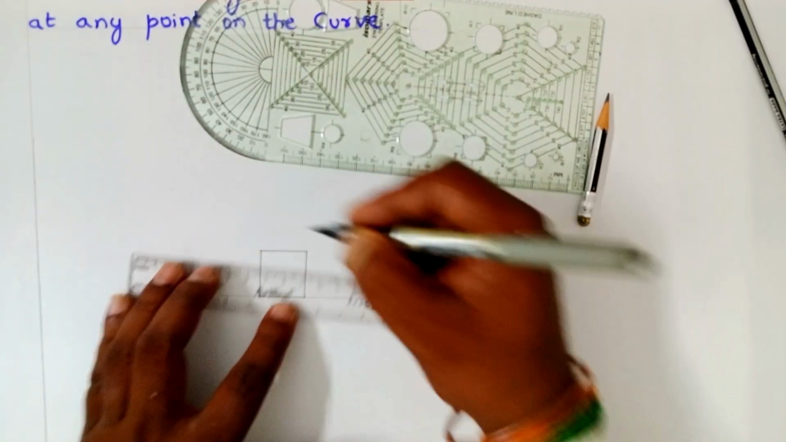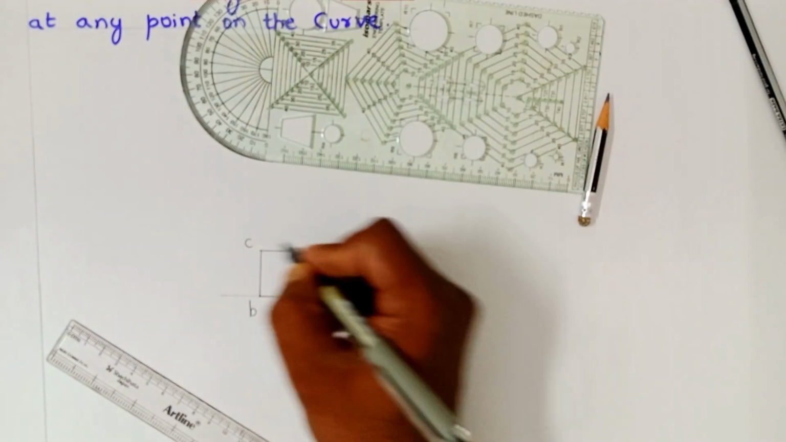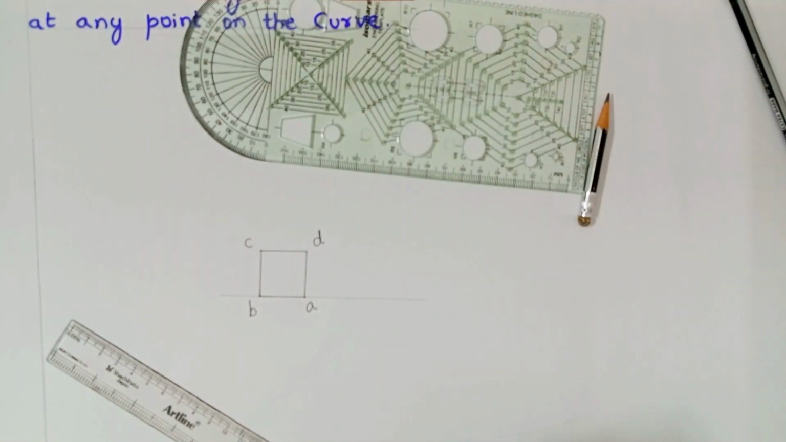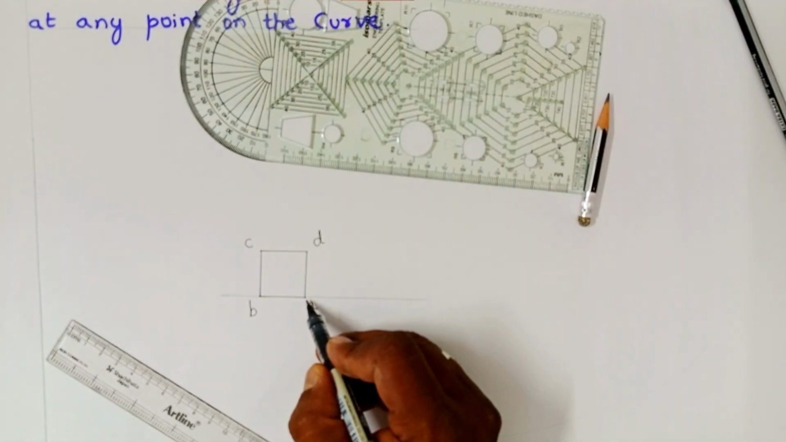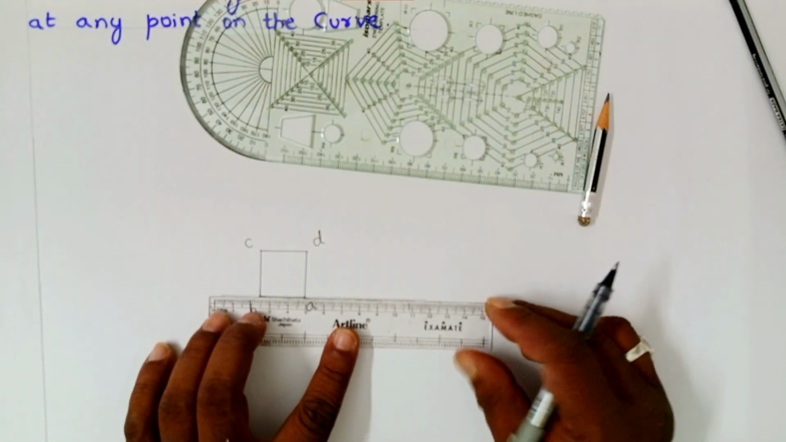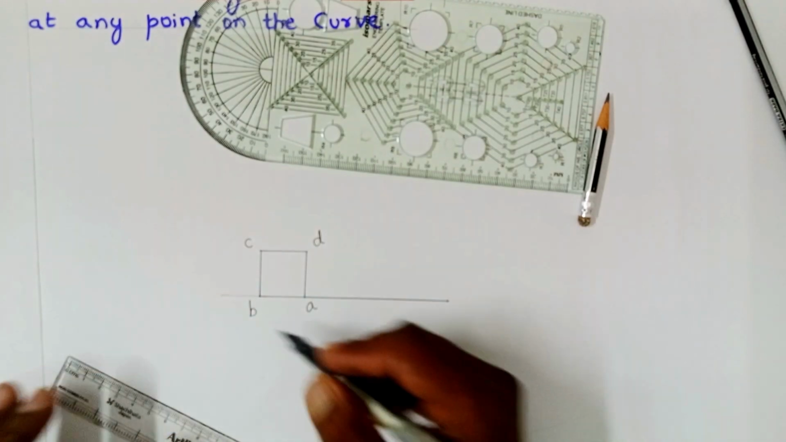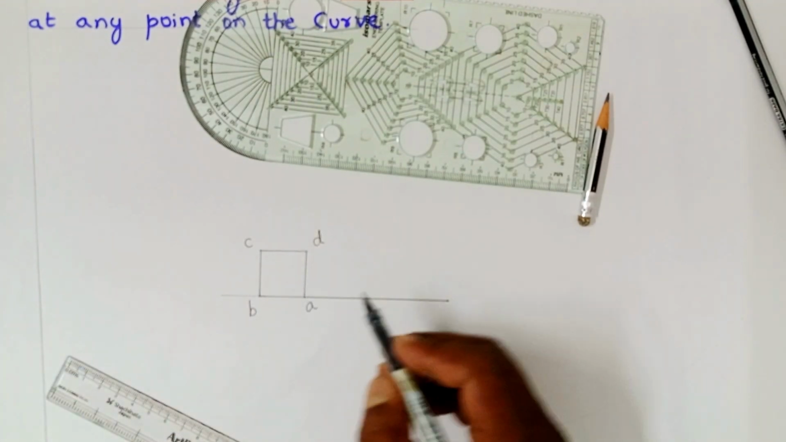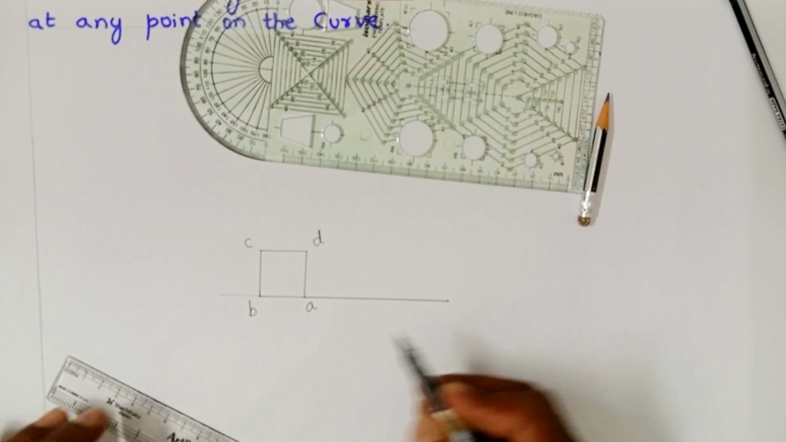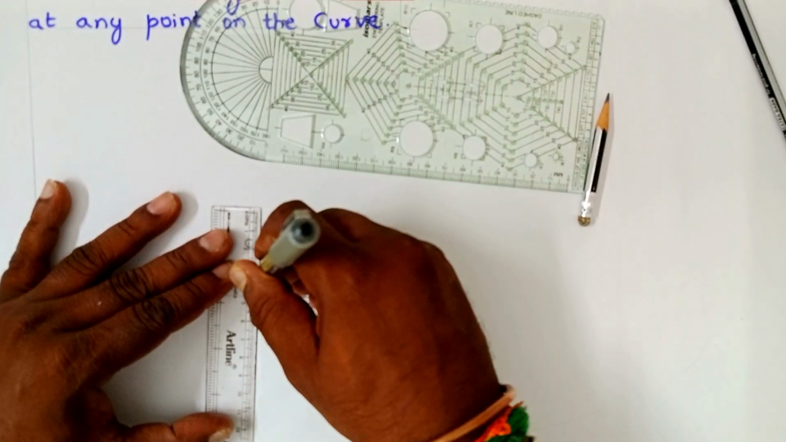Okay, let us give a name to the corners. This will be A, B, C, D. The first is the point A. Through point A, draw this horizontal line using a 2H pencil. It's a construction line. The square is drawn using HB. Next to A is B. Extend this CB line downward like this.